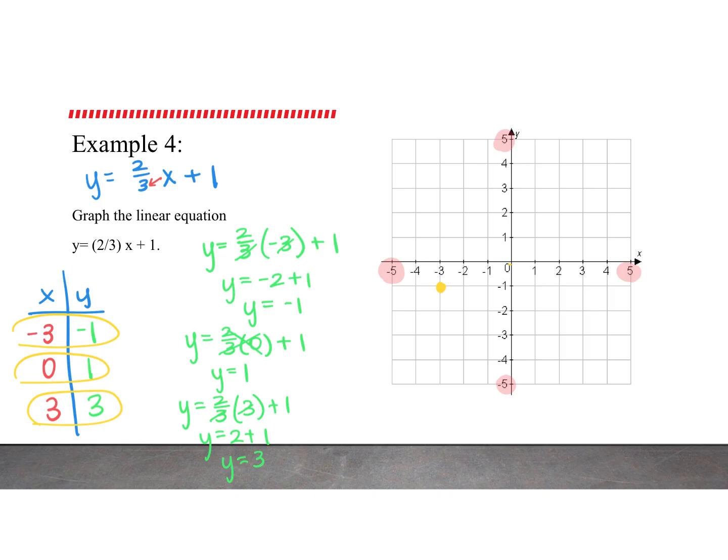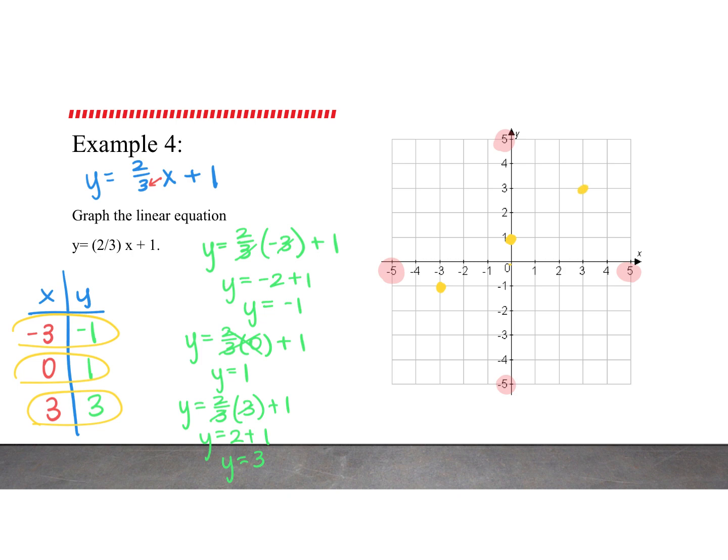Then we have 0, 1. So we don't go anywhere left or right from the origin, and we move up positive 1. And then my last one, 3, 3. I move to the right, positive 3, and then up positive 3.